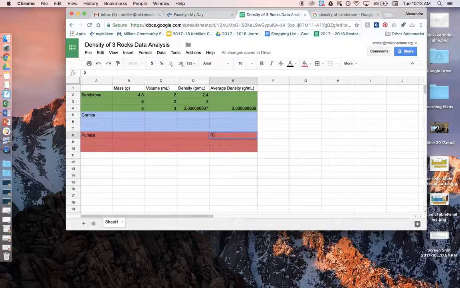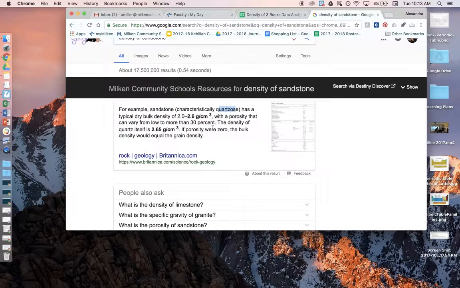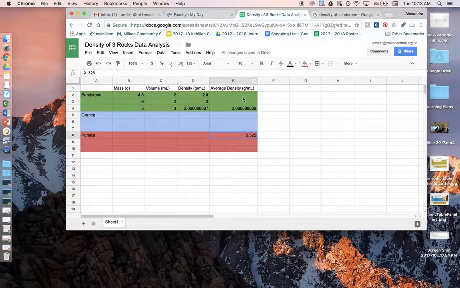Now, another thing that you're gonna have to do in your discussion. So here's an example of the density of pumice that I saw somebody calculate earlier. These numbers are very different. You have to explain why. If you don't know anything about porosity and you haven't read about it, you should. There's a reading on my Milken attached to the lab assignment. And that might give you some explanation about why pumice might be so much less dense than sandstone, okay?